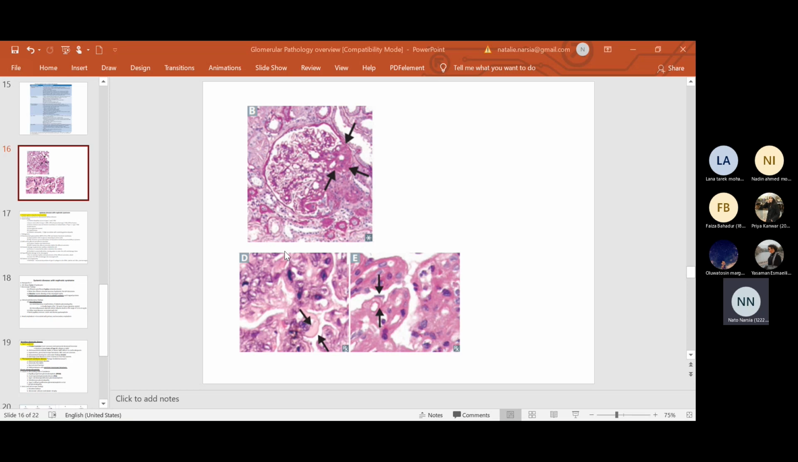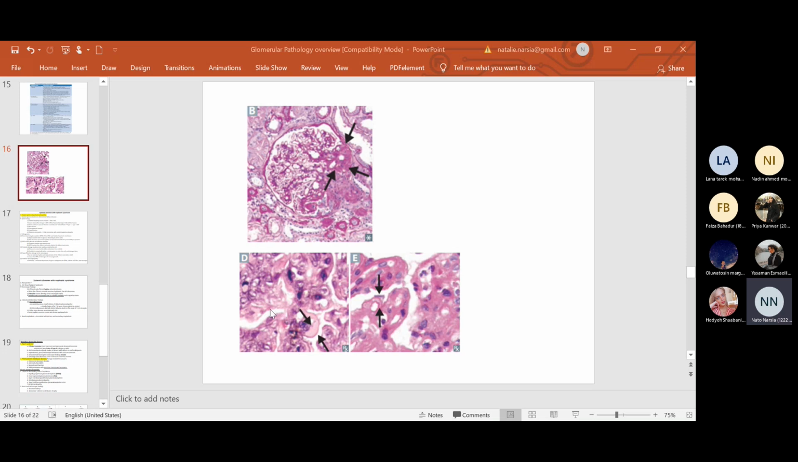So if in minimal change disease the only thing you observe is effacement of processes, the fusion of the podocytes, then you also expect to find this effacement of processes in focal segmental glomerulosclerosis. But in addition to the effacement of foot processes, you should have this collagen deposition as well, right? Collagen deposition. That is focal segmental glomerulosclerosis.